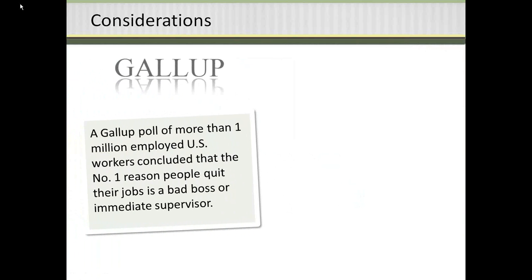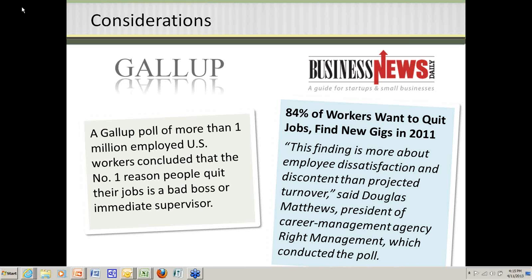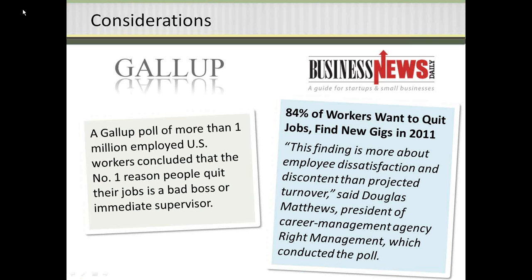Gallup poll: more than 1 million people in the U.S. The number one reason they quit their job is a bad boss or an immediate supervisor. Supporting that is a business news report that said 84% of workers wanted to quit their job. And that was during 2011 when we were experiencing a down economy. Now, what is the reason this is significant insight to us? How come we're talking about that right now?